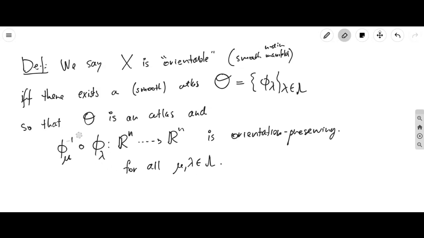Of course, if this is the empty function, like for instance when phi lambda and phi mu, the images of the charts do not overlap, then this composite function is the empty function. It just maps the empty set to the empty set. And it's orientation preserving just for trivial reasons, because there is no point to pick in the domain to check that the Jacobian is positive. So this condition is going to be satisfied.